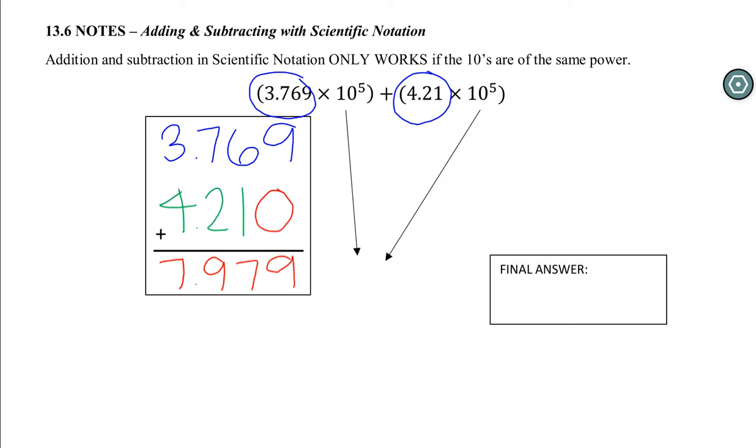Now that we have those two added together, we're going to take our power and multiply it by our constant. So times 10 to the power of 5. And there you go. So I'm going to rewrite this so it's a little easier to see. So 7.979 times 10 to the power of 5. And that's your final answer.